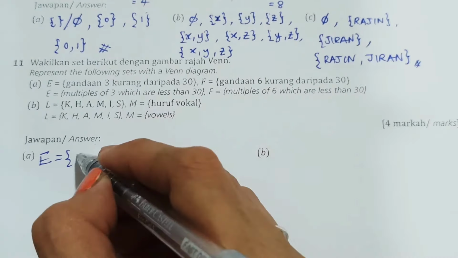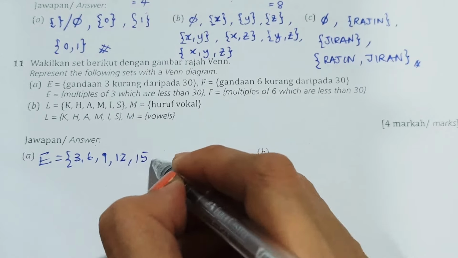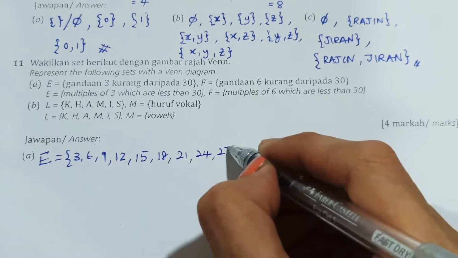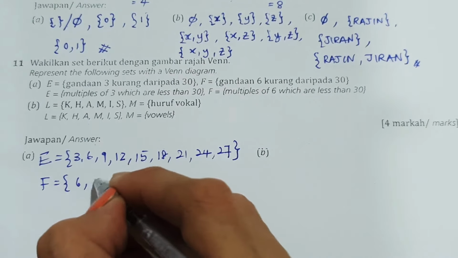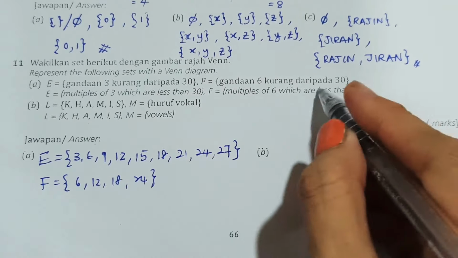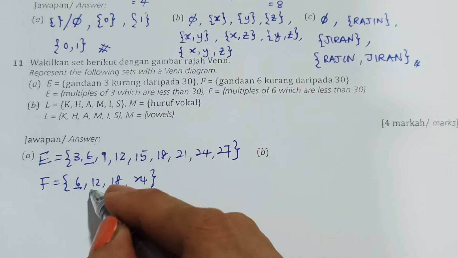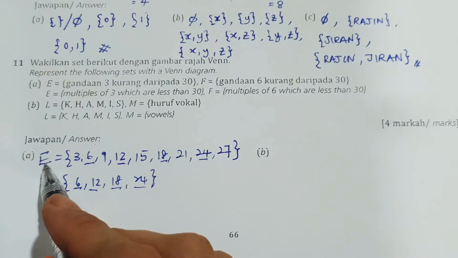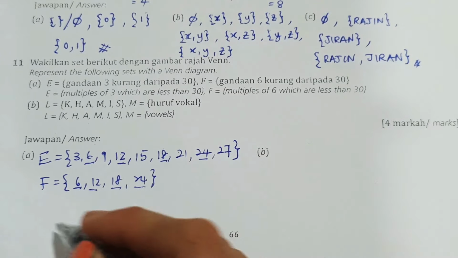So let's list out the multiples of 3, which is 3, 6, 9, 12, 15, 18, 21, 24, 27. Less than 30, so it does not include 30. And then next F, multiples of 6: 6, 12, 18, and then 24. Does not include 30, less than 30 also. Okay, so we have to draw this one, and you'll notice that 6 is in E as well. 12, there is 12 in E. 18, 18 in E. 24 is also in E. That means E will be the bigger set, whereby F will be the subset because each and every item is inside the E. Therefore, let's draw this one.